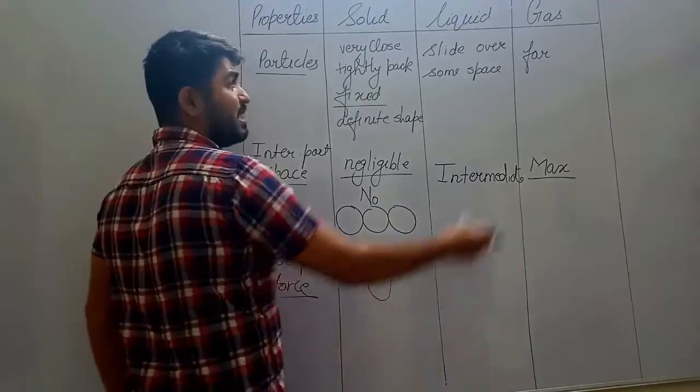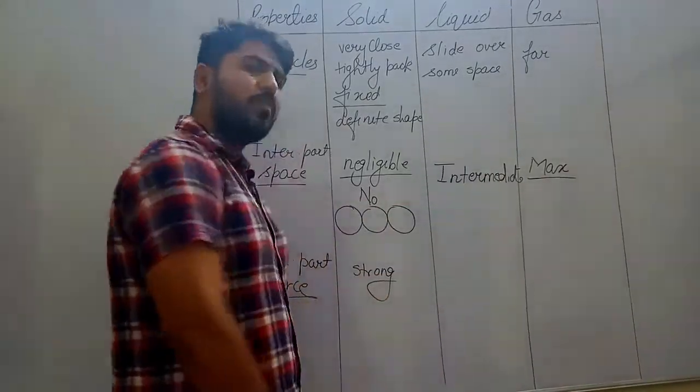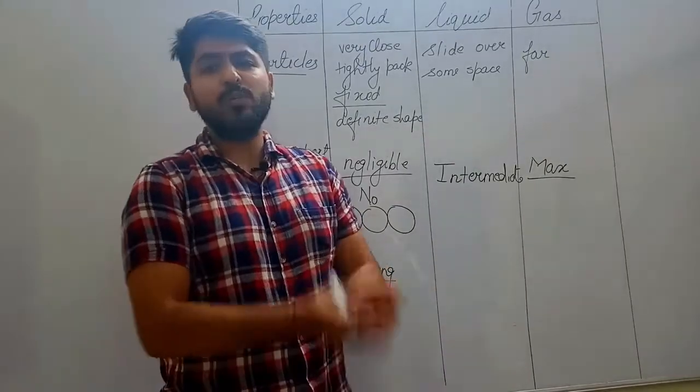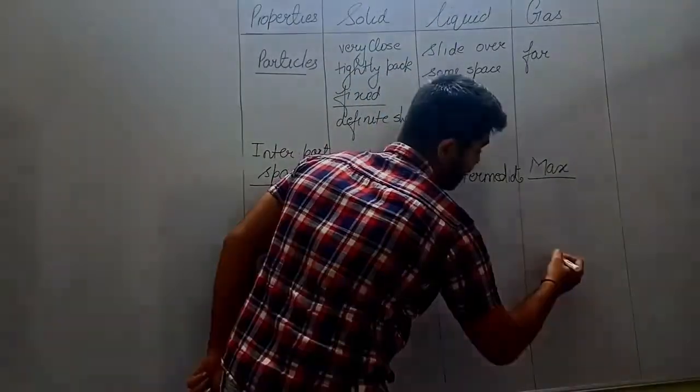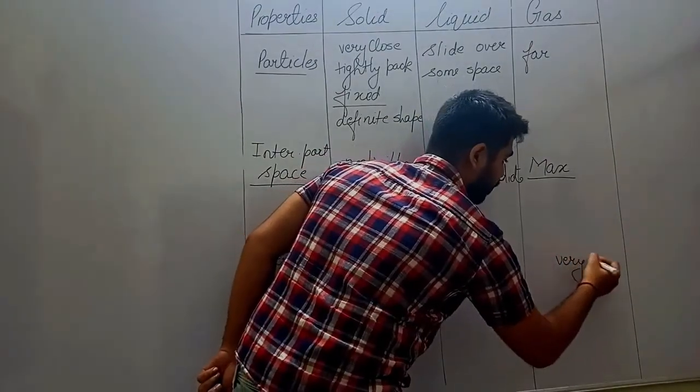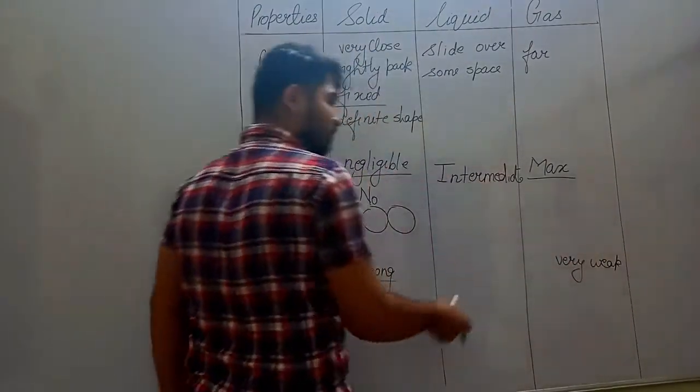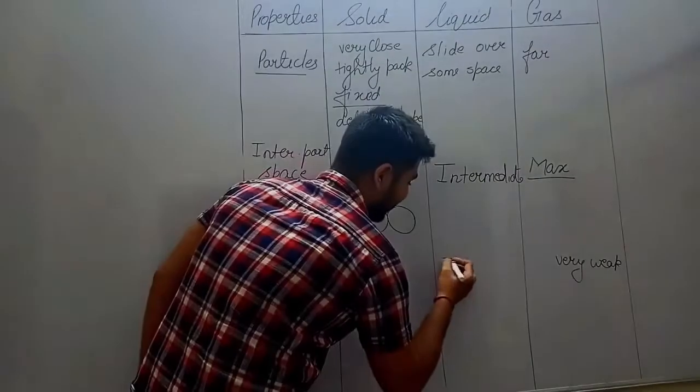As the force between the particles is strong, they stick to each other. Whereas in the case of gases, the force between the particles is very less, due to which they are far away from each other. So in this case, the force between the particles is very weak. And in liquids, it is intermediate.